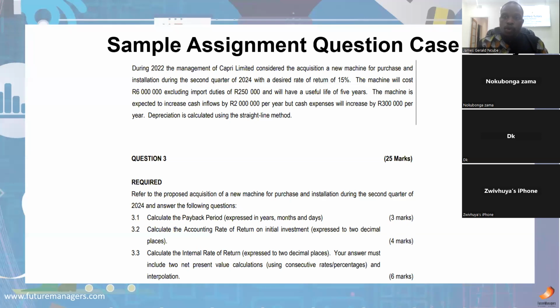Let's say you have got 1 million rand in your account as a business. Now, for you to make a profit as a business, you need to invest that 1 million rand.